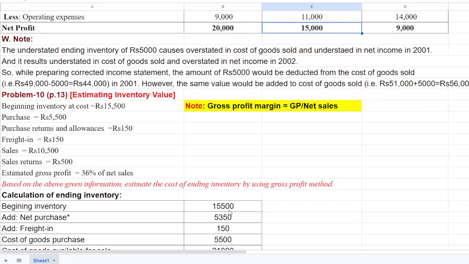Now let's talk about the estimation of ending inventory, friends. Basically we have two approaches, remember. One is the gross profit approach and the next one is the retail approach. So this question is particularly about the gross profit approach.